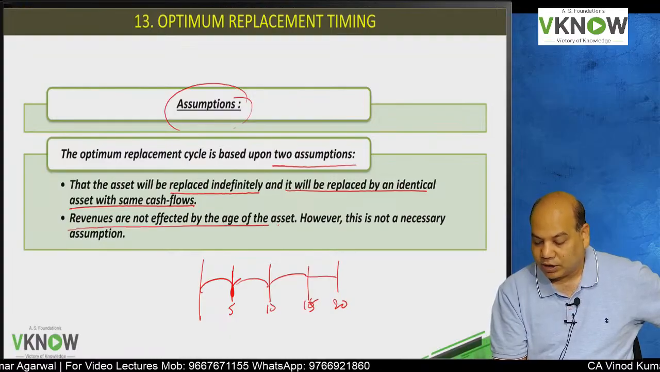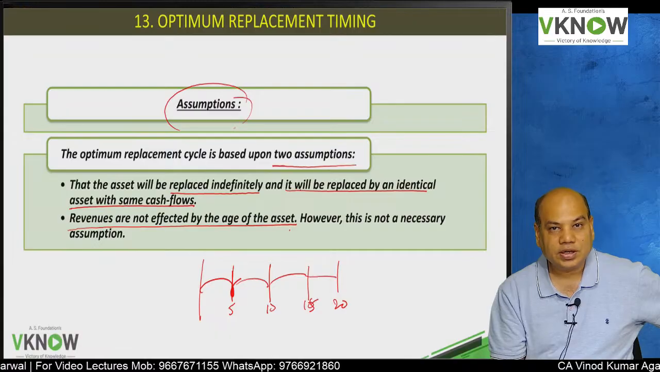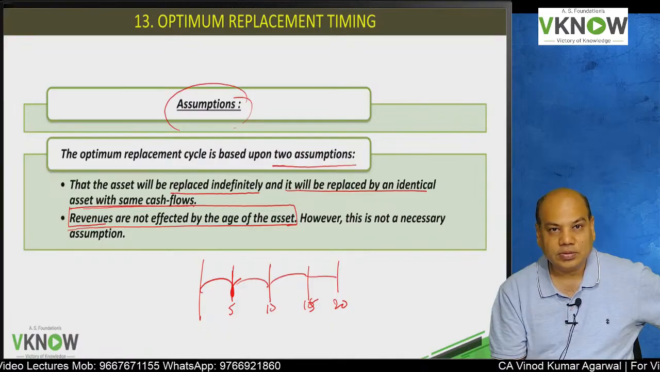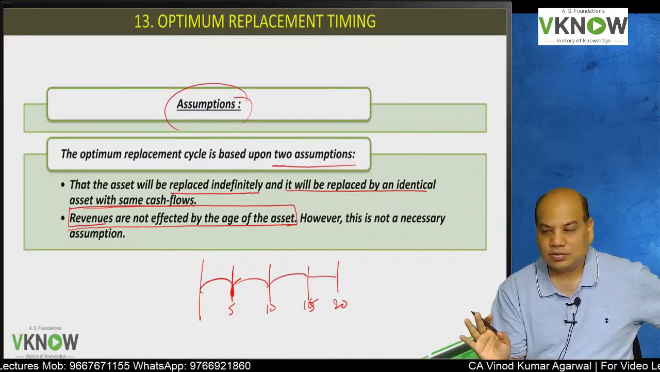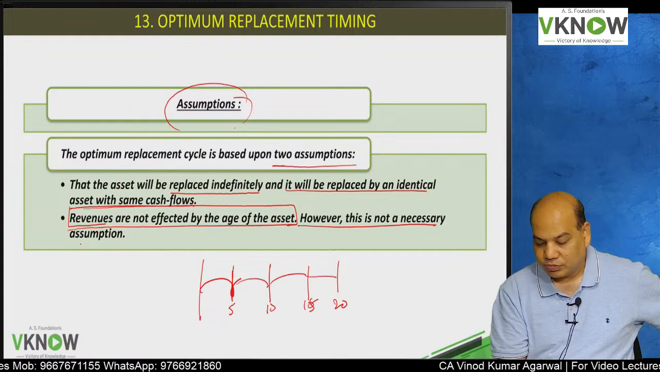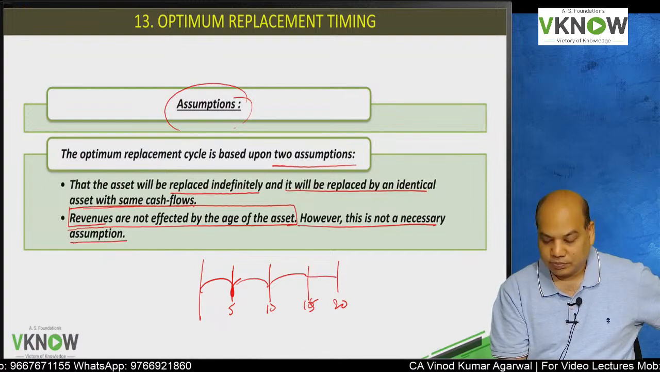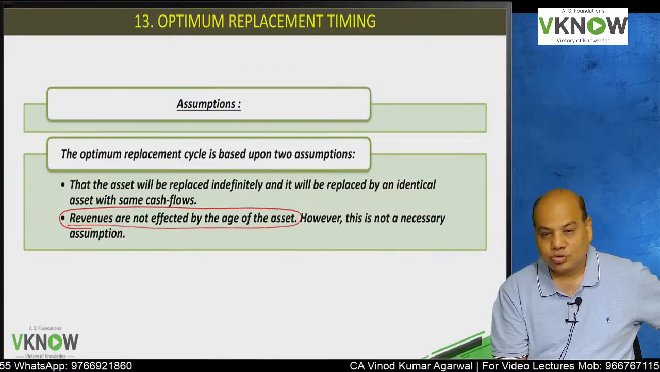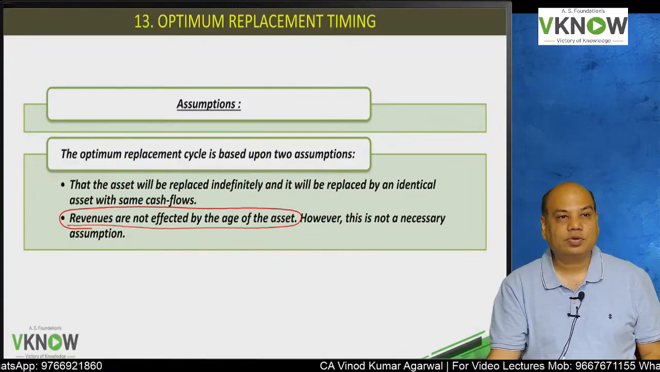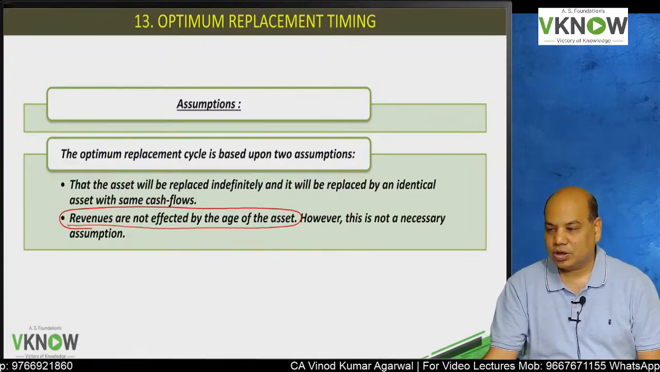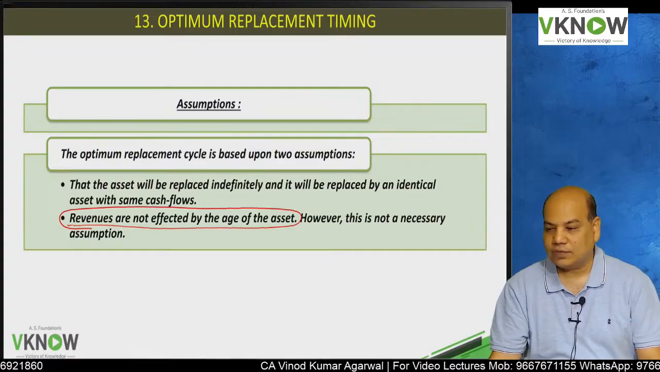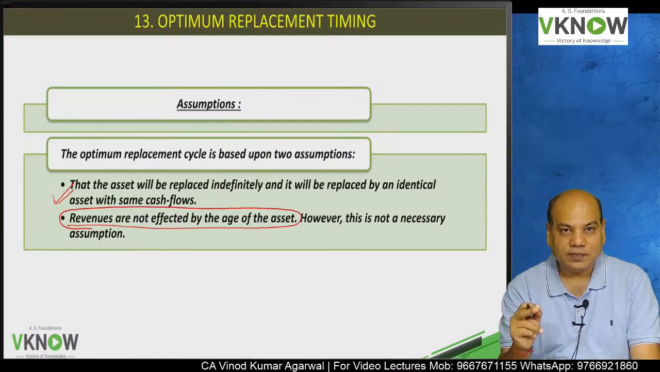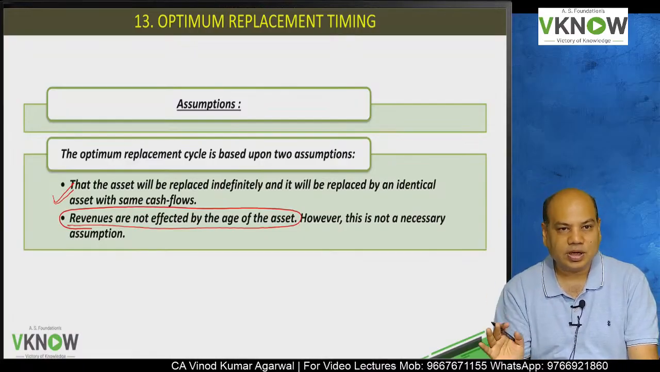Second, revenues are not affected by the age of the asset. Second assumption is, whether you replace after 1 year or 2 years or 3 years, revenues will not be affected. Therefore, this is not a necessary assumption. In some problems, they may also say, as the asset becomes older, your revenue also starts falling because the output starts falling. If the output starts falling, revenue can also start falling. But the main assumption is this one: the asset can be repeated indefinite times with the same cost and same cash flows.